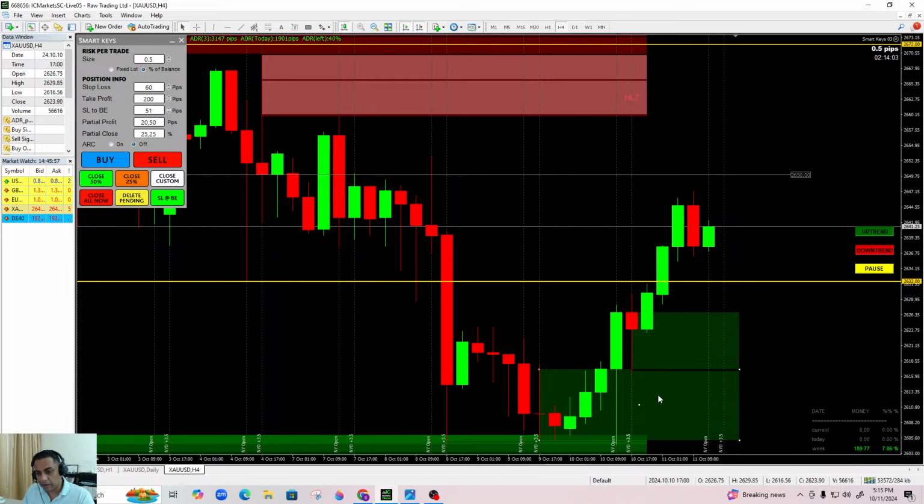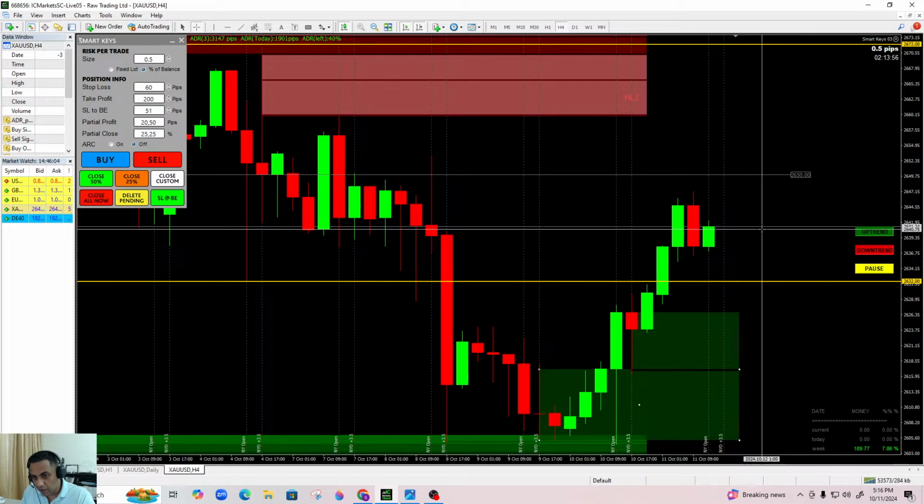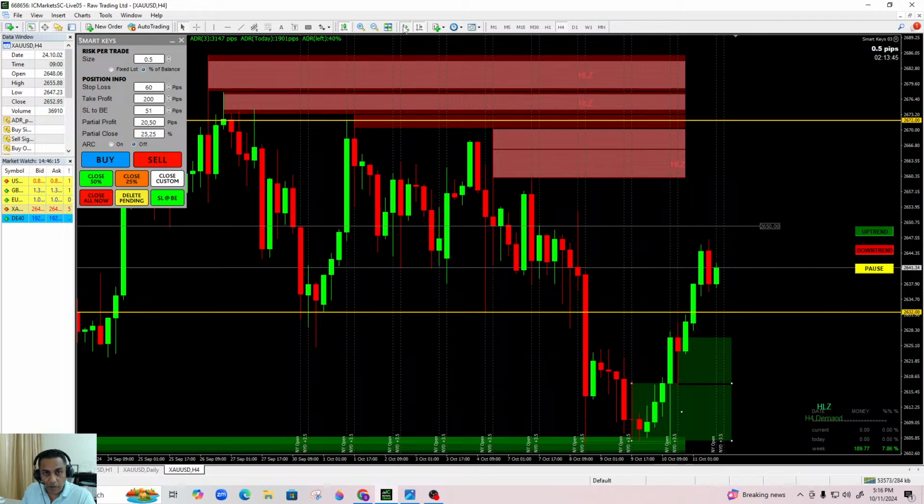I'll clean these up later. So that's the closest 2 demand zones that we have. One is about 200 pips away. The other one is about 300 pips away. Okay. And then further down, price has already come there. That's what it did yesterday.